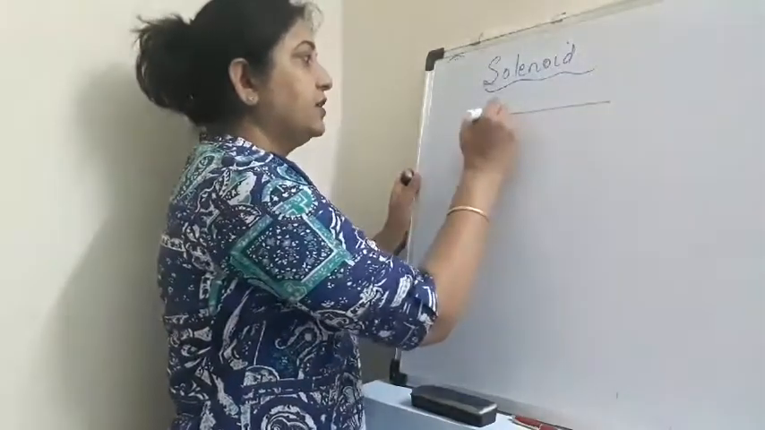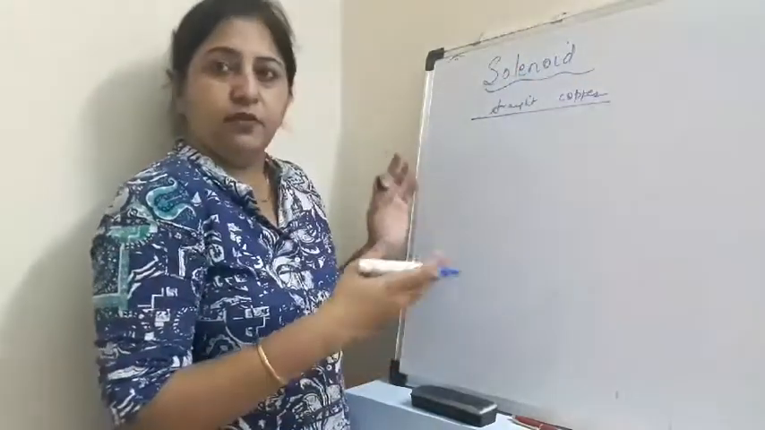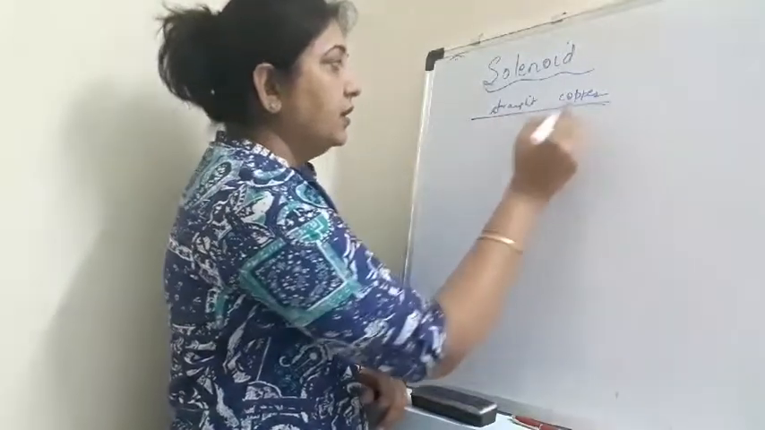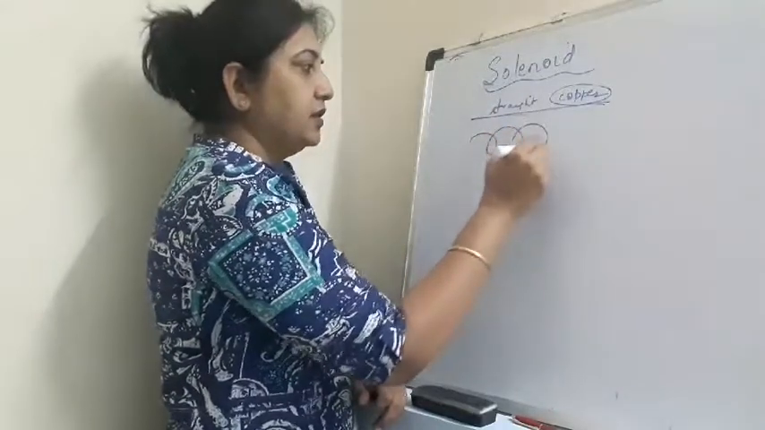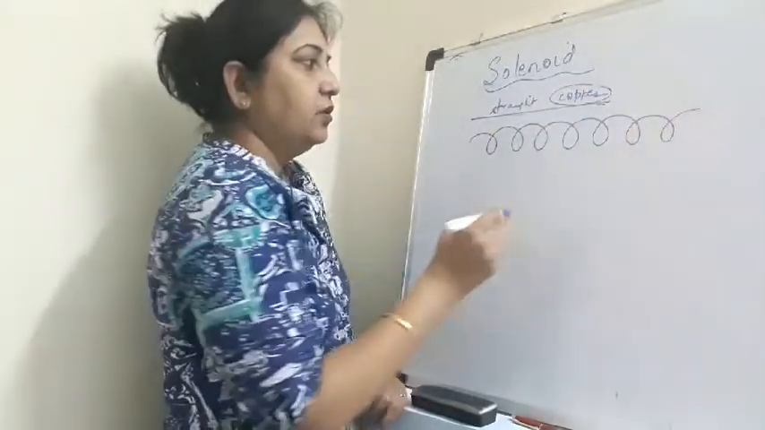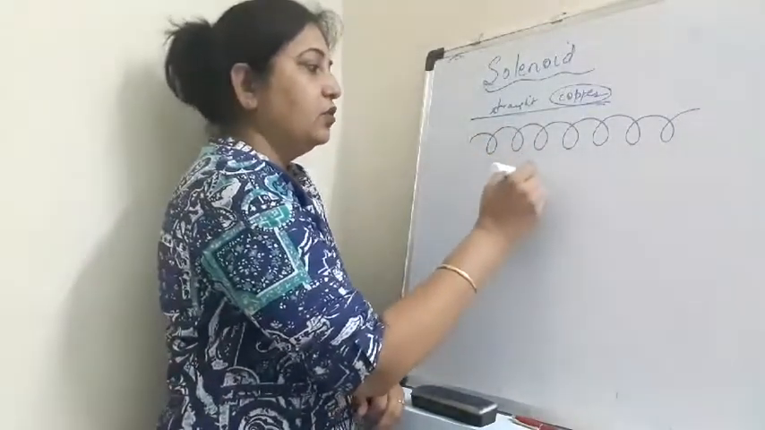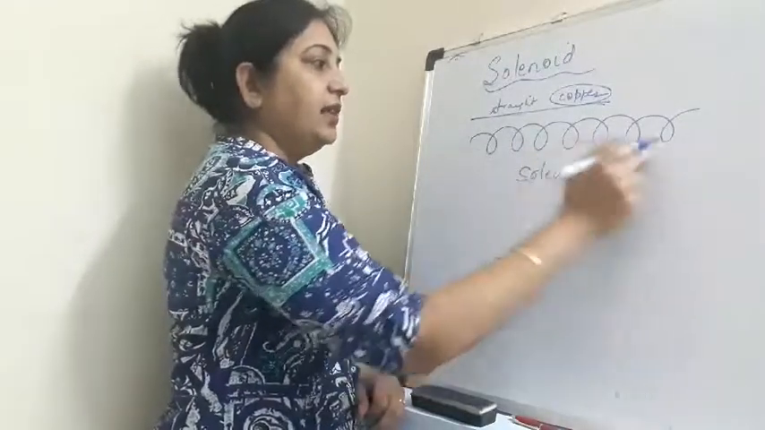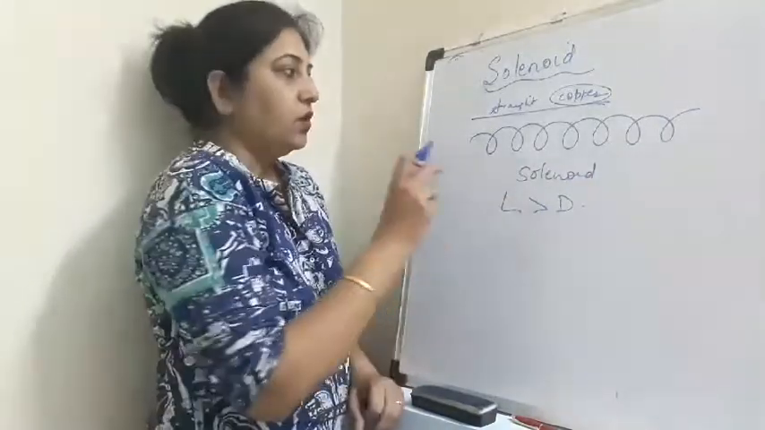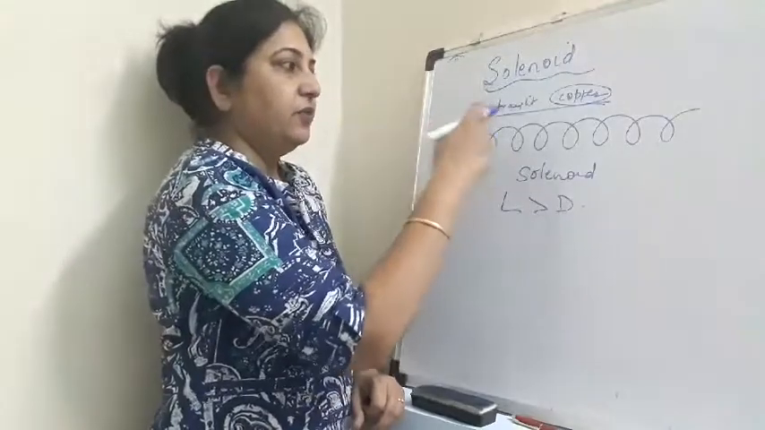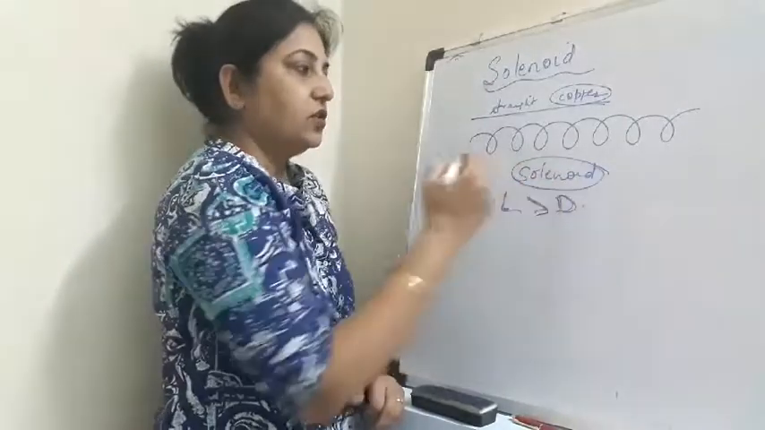See, this is a straight conductor, right? What is a straight conductor? Suppose this is a copper wire. You know what a conductor is? Current flows through it. Now if I change this straight copper conductor and turn it into a coil of this type, this type of arrangement or pattern is known as a solenoid, whose length is greater than the diameter. Remember this. So what is a solenoid? A solenoid is a conductor in the shape of a coil, whose length is greater than the diameter. Such a conductor is called a solenoid.